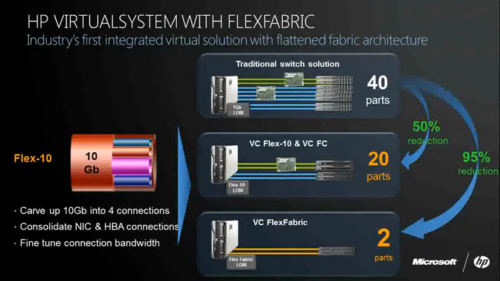This is what I was talking about, Virtual Connect. So in a traditional switching solution, you will need 40 connections to run your standard blade infrastructure. If you're using Flex-10 and traditional FlexFabric, we can bring that to 20 connections. If you're using the full FlexFabric, we can bring that to two ports.